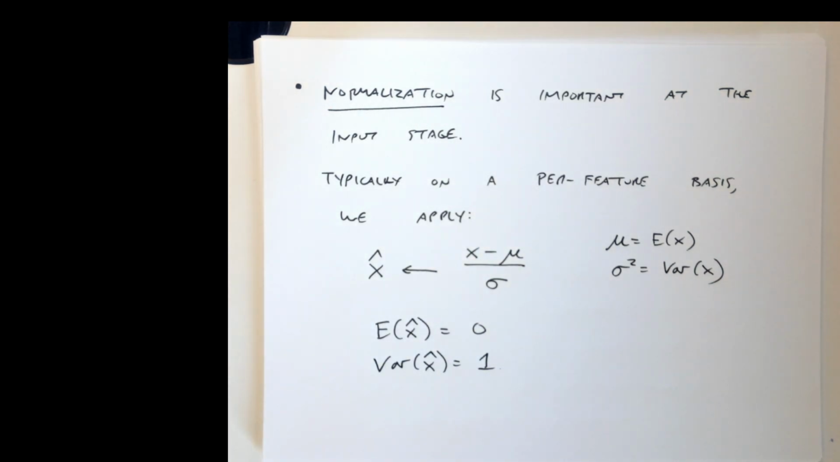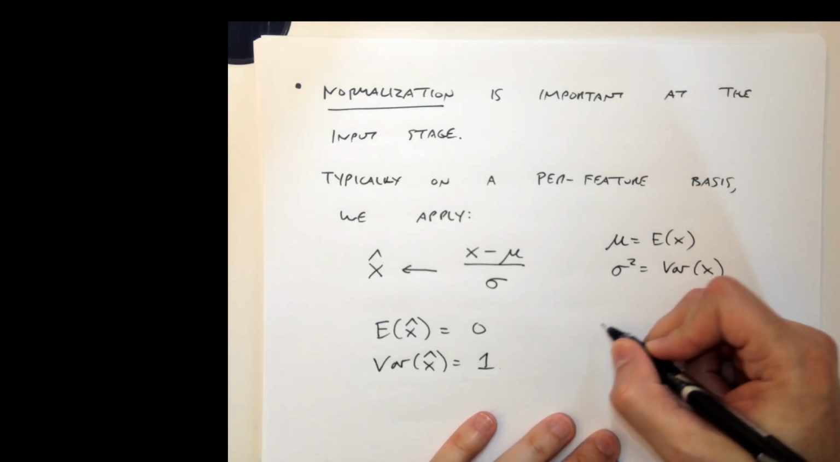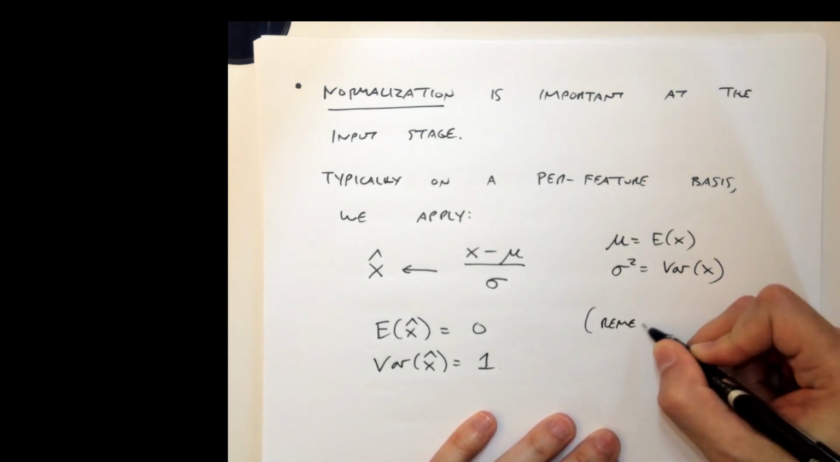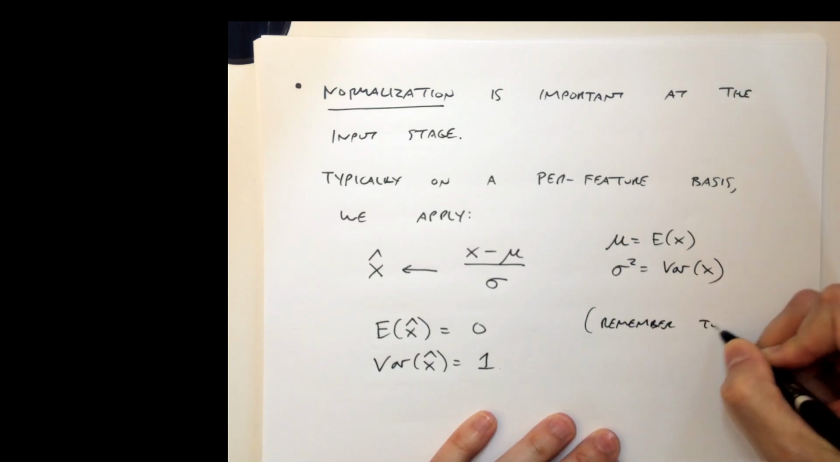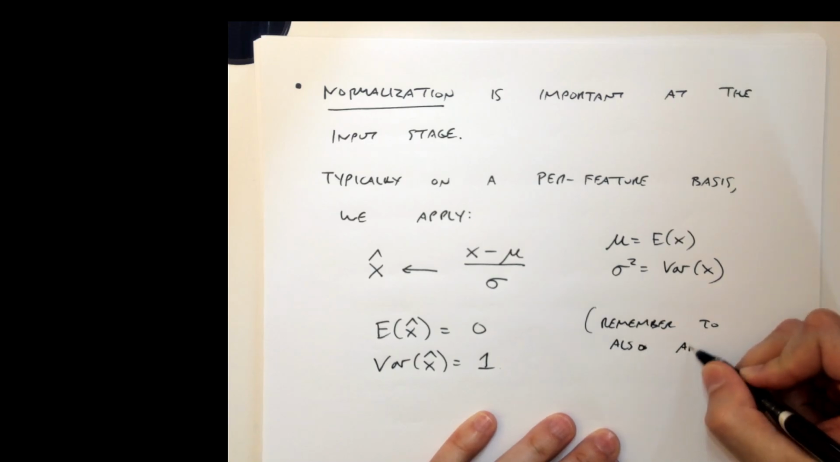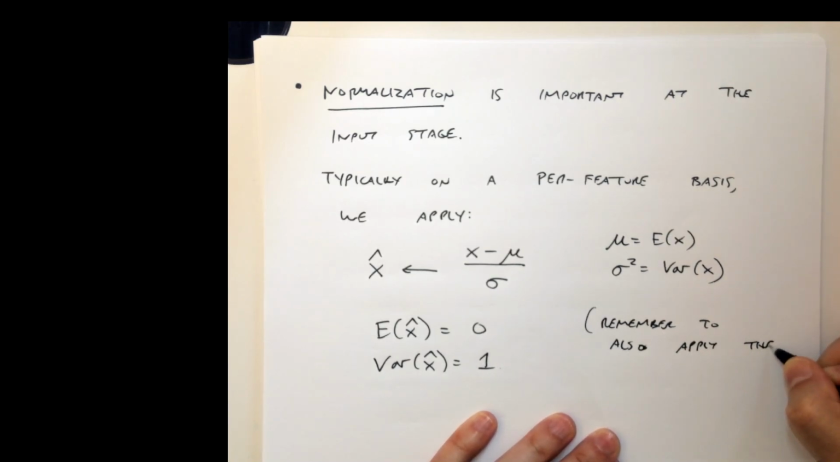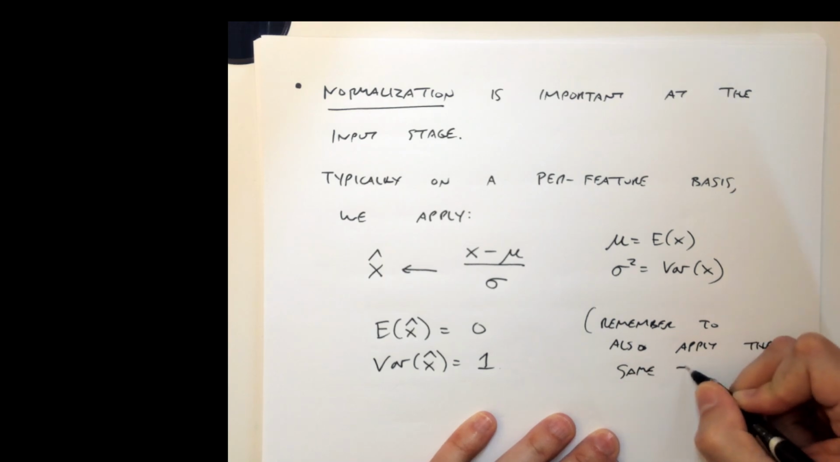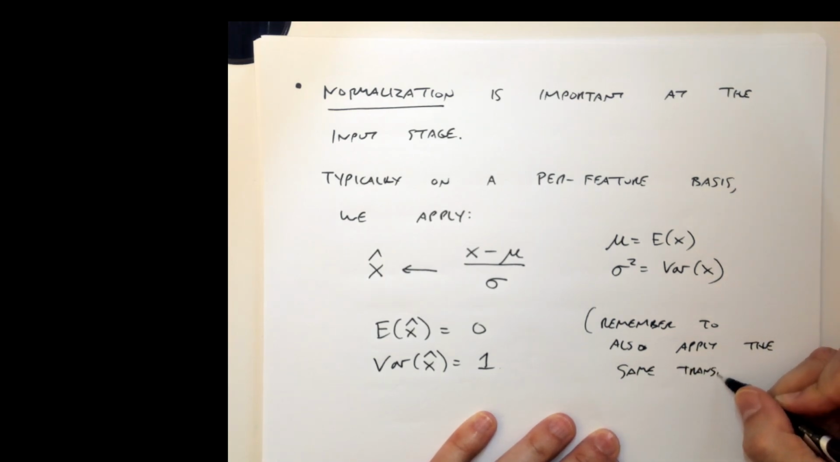So all of these input variables are now on the same scale, have the same variation, and are well behaved. The only thing you have to remember is to also apply the same transformation to the testing data before you put it into the network, right?